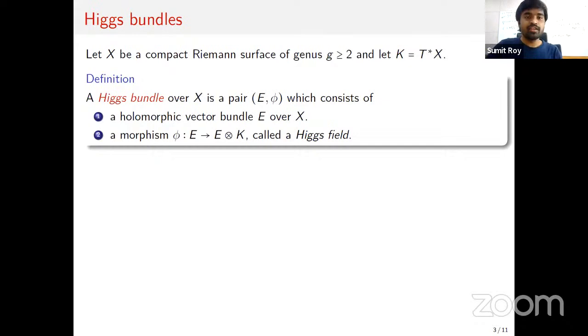Okay. Let me define the Higgs bundles. So let X be a compact Riemann surface of genus greater than or equal to 2. And let K be the canonical bundle, that is, the cotangent bundle in case of curves. Okay. And so a Higgs bundle over the curve X is a pair (E, phi), which consists of a vector bundle E and a morphism phi from E to E tensor K. So this morphism is called the Higgs field. So you can think of it as an endomorphism of E with values in K.